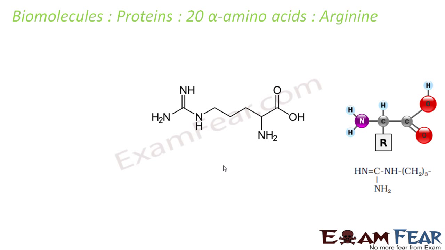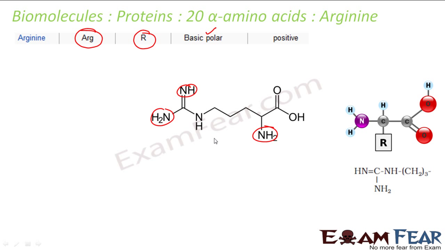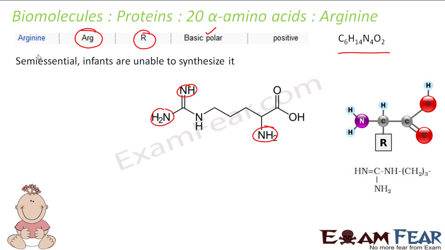The next is arginine. The 3-letter code is ARG and the 1-letter code is R. It is a little basic because it has more NH2. The earlier one was neutral because it had an equal number of NH2 and COOH. This has more NH2 and only one COOH, so it's more basic. This is the formula, C6H14N4O2. And it is semi-essential. Why? For adults it is not required, but infants are not able to synthesize it.